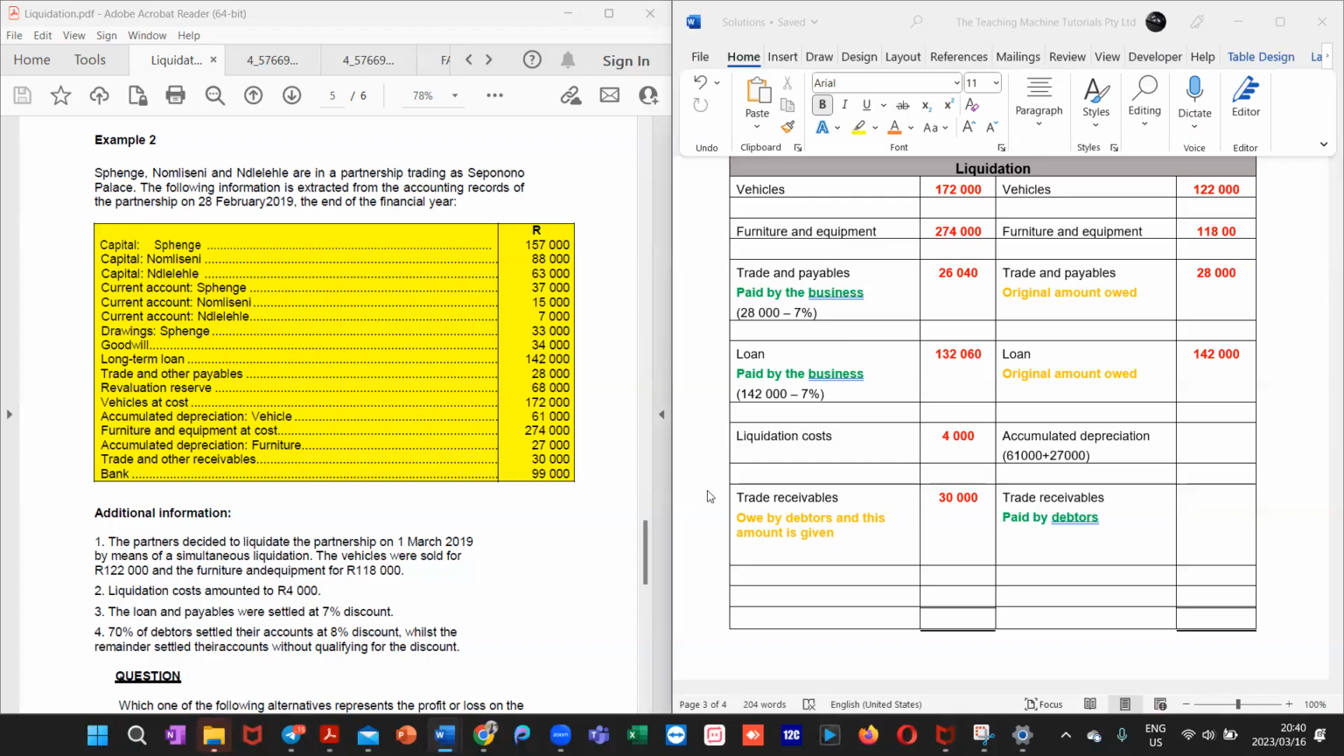Okay. So we have liquidation cost of 20,000, and then accumulated depreciation. We have 61,000 plus 27,000. How much is 61,000 plus 27,000? 61 plus 27, I think it's 88. Yes, 88,000. Thank you.